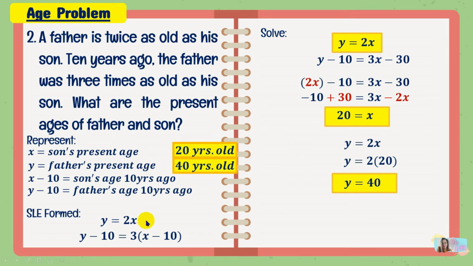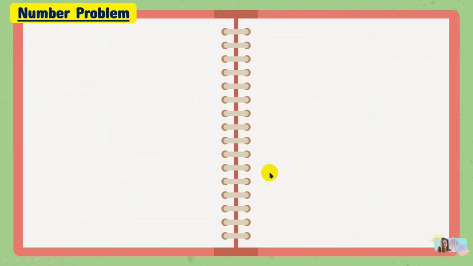So, kung ita-checking naman natin, ang y daw ay 40, ang x ay 20, 2 times 20 is 40. So, satisfied yung ating first linear equation. For the second linear equation, we have here 40 minus 10, that's 30. And then, ito naman po, 20 minus 10, that's 10. 10 times 3, so 30 din po. 30 is equals to 30, satisfied din po yung ating second linear equation. That means, ito pong ages na nahanap natin as present ages of the father and son ay tama po. Okay? So, let's proceed to our next example.